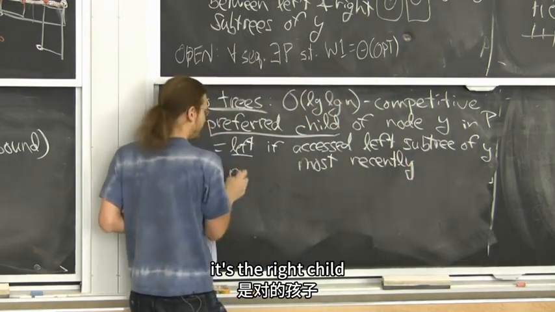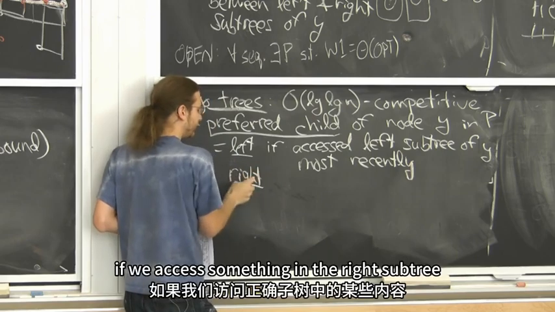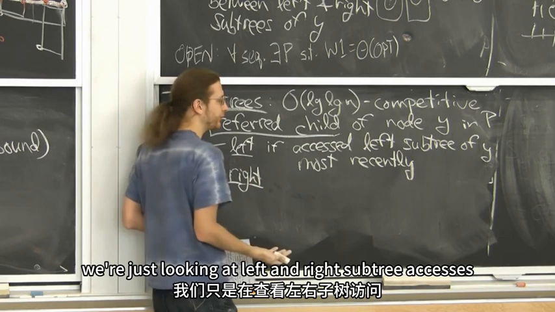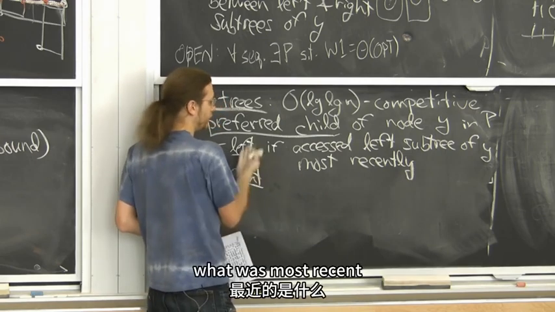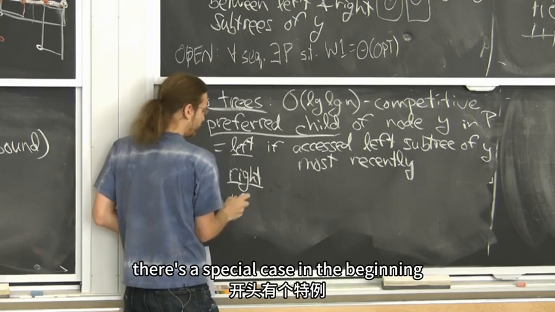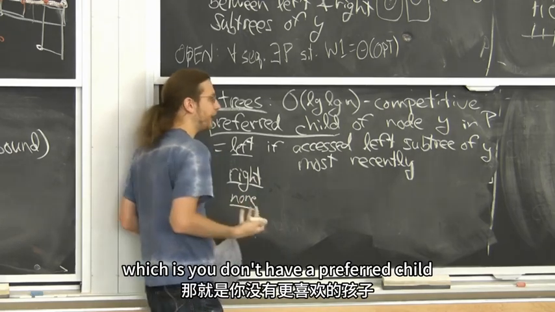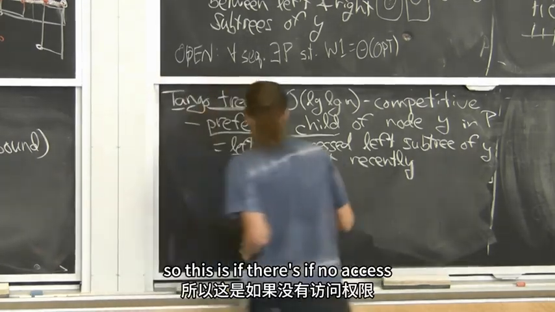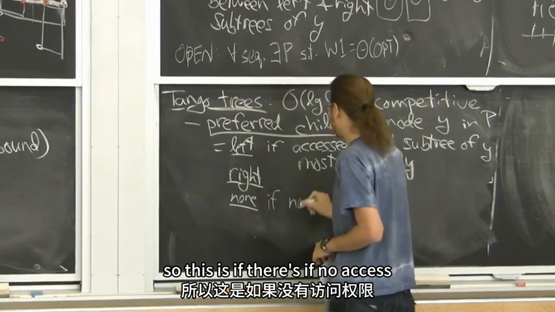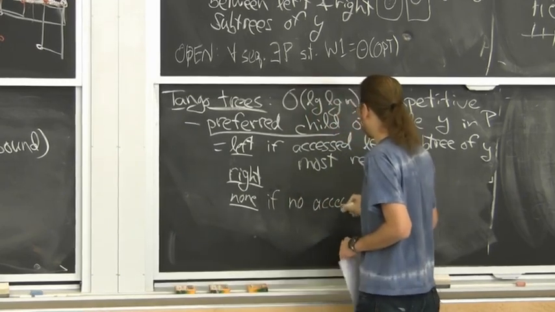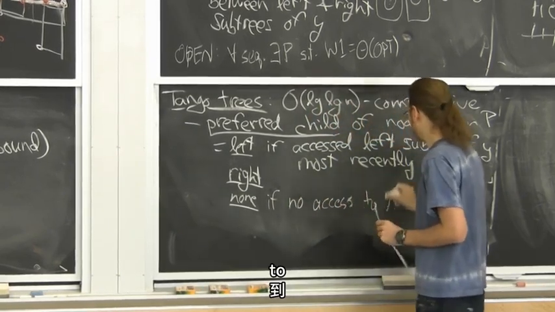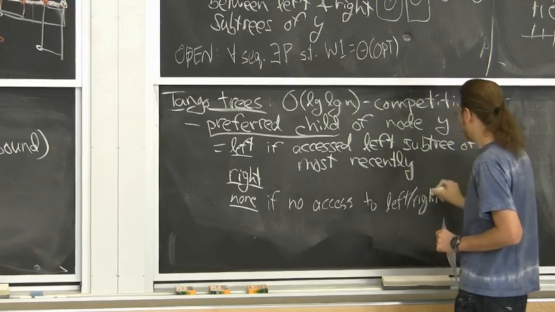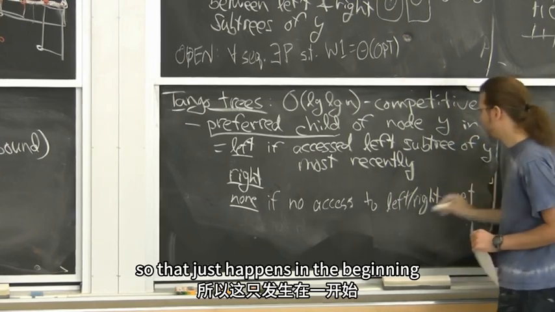It's the right child if we access something in the right subtree most recently. So we're just looking at left and right subtree accesses. What was most recent? There's a special case in the beginning, which is you don't have a preferred child because you haven't accessed either left or right yet. So this is if no access to left or right yet. So that just happens in the beginning.